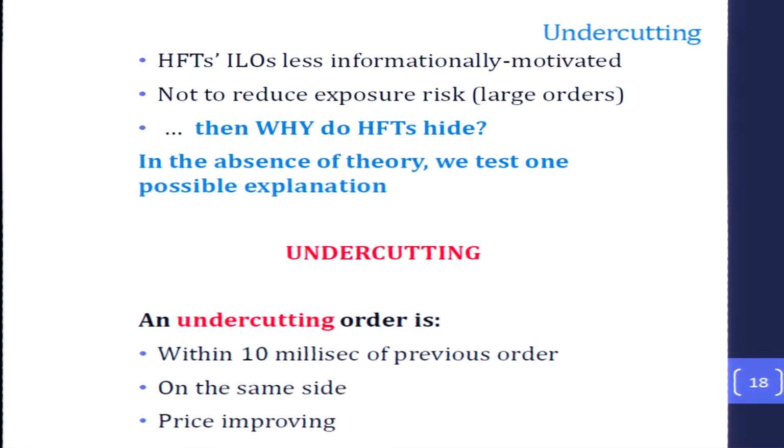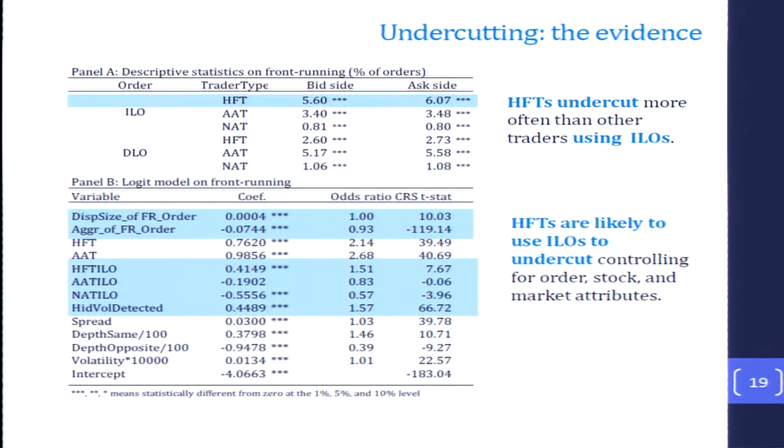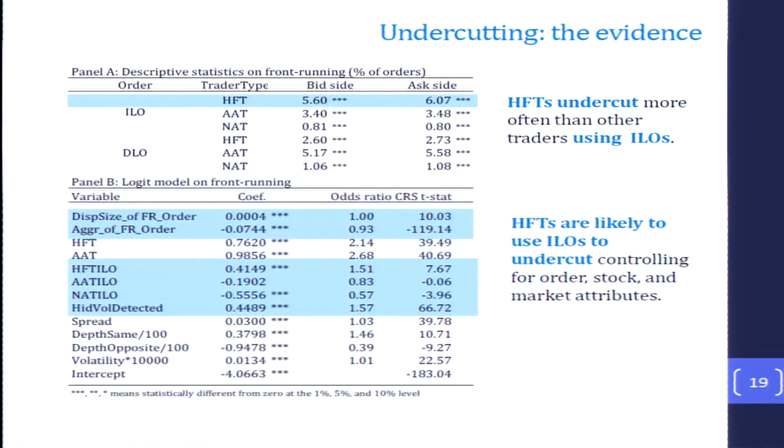like this Michael Lewis situation, where we define an undercutting order as one which goes within 10 milliseconds of a previous order, jumps just 1 tick ahead of it in the same side of the book. And what we find is, indeed, high-frequency traders are using these small, aggressive, dark orders at the front of the book to try and undercut, even when you control for these traditional hidden volume detection and aggressiveness of order and all of that. Everything that you can throw into the model, you throw it, and you still find that they are using them for undercutting.